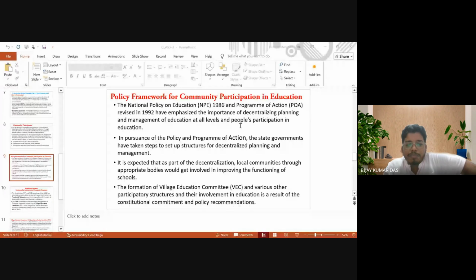So it is expected that as part of decentralization, local communities through appropriate bodies would get involved in the school functions. For that, a committee will be formed in every panchayat. What will it be called? Village Education Committee, VEC. In the revised 1992 National Policy on Education, it is written that the formation of village education committee VEC and various other participatory structures and their involvement in education is a result of constitutional commitment and policy recommendations, right? Then came the relationship between panchayat raj institution and community structures.